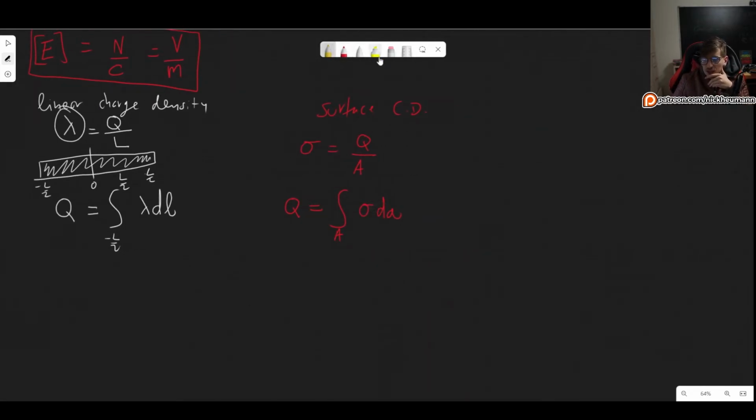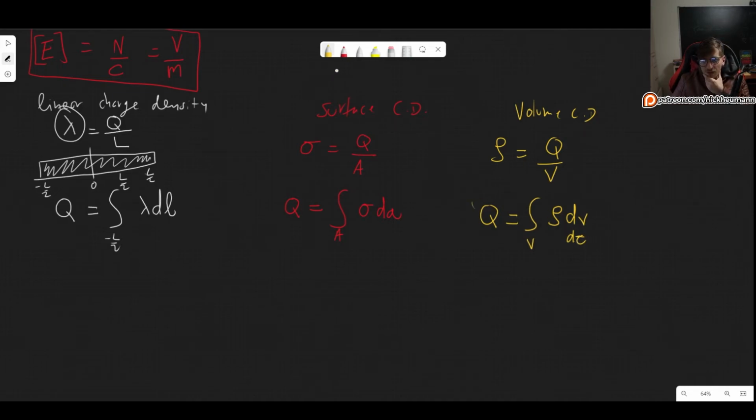And of course, we can go to 3 dimensions to see the volume charge density, which is going to be the same idea, right? Rho is going to be our charge divided by the volume, and thus the total charge is going to be the integral over our volume of our charge density. You can use V, some people use tau. Again, it doesn't really matter. So that is the point.